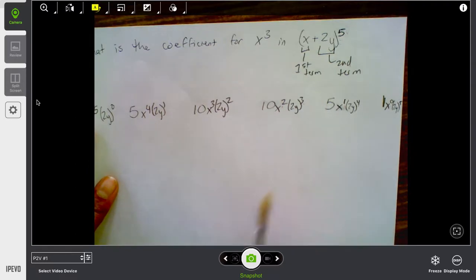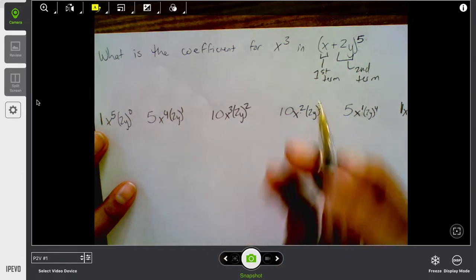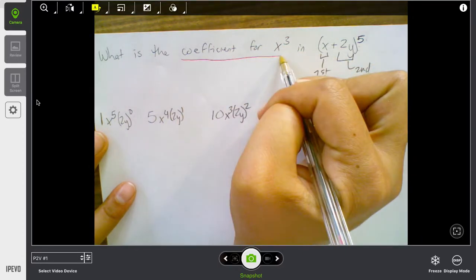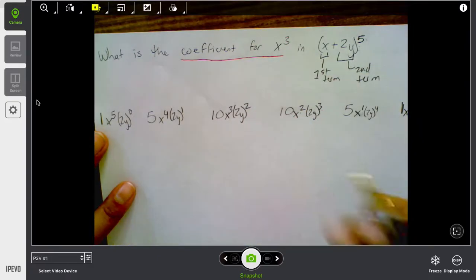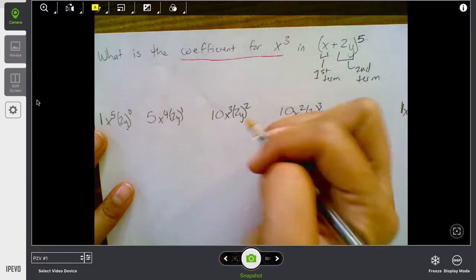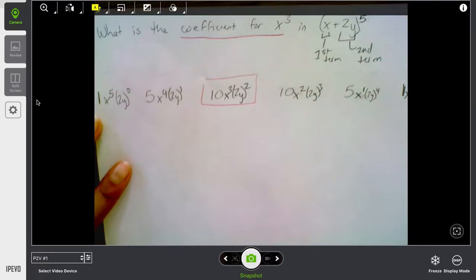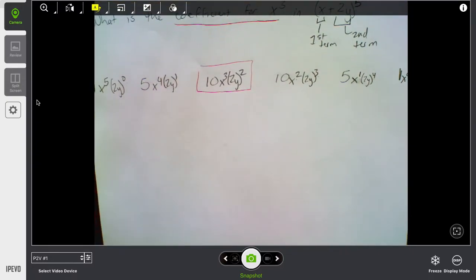And then usually when you expand, the last step would be to simplify every term. But there's a shortcut to this: we're only being asked for the coefficient of x to the third power. So I can just scout out and look for the x to the third power and make sure I only simplify that. I really don't have to expand everything in order to simplify.